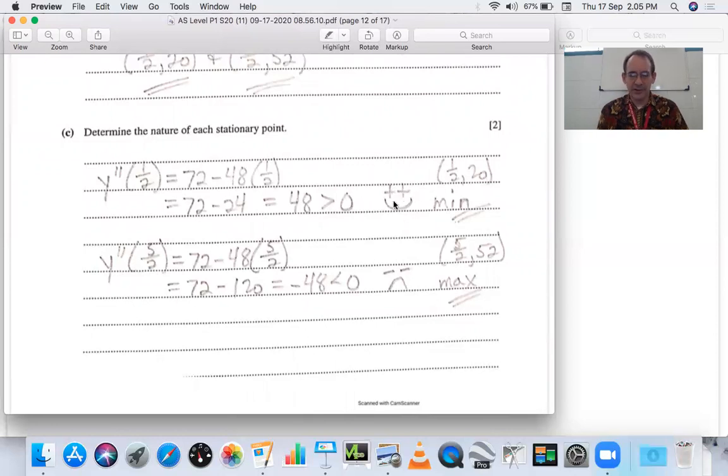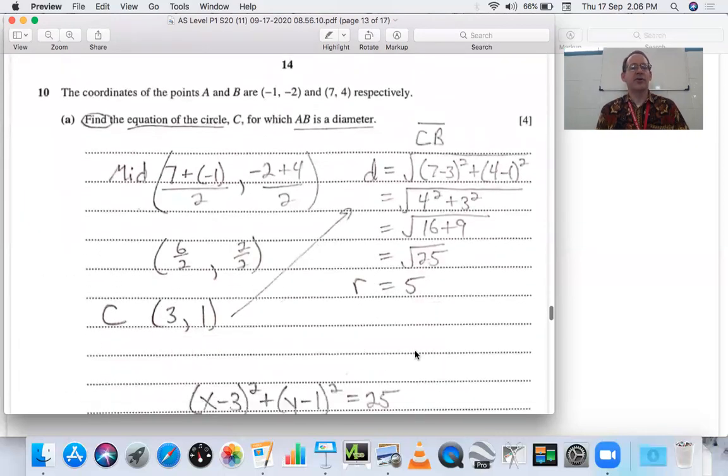And so I use a little trick: positive means you're smiling. And so that would be a minimum because you're at the bottom part of the smile. And so the (1/2, 20) coordinate is a minimum. Then you plug in the 5/2, work it out, you get a negative 48, which you interpret as being negative because it's less than 0. And people who are negative are usually frowning. Therefore, it is a maximum because it's at the top of the frown. So your (5/2, 52) is the maximum. So when it says determine nature, it means identify your stationary points as a minimum or as a maximum.